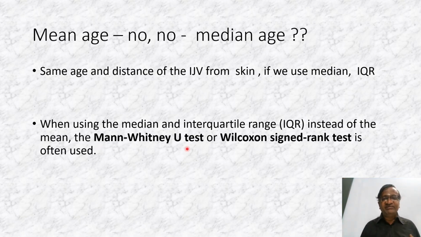So this is where the Mann-Whitney test and Wilcoxon signed rank test come in, because you are not using mean age. Mean is for parametric data. Median is for non-parametric data. I will come back again to it.